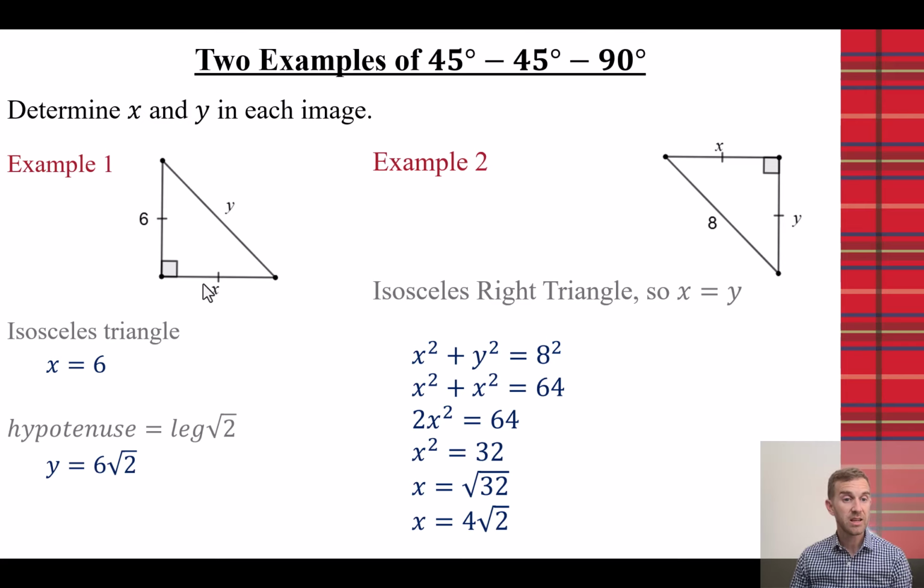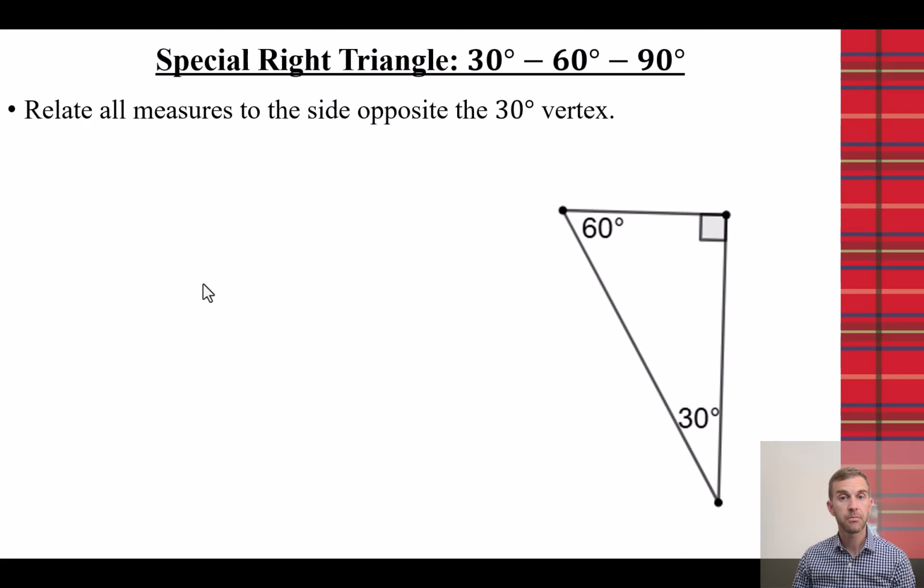Again, the other thing you could have said is hypotenuse 8 equals x times the square root of 2 and solved that. You'd end up in the same situation. So if x is 4 square root of 2, we know that y is also 4 square root of 2.